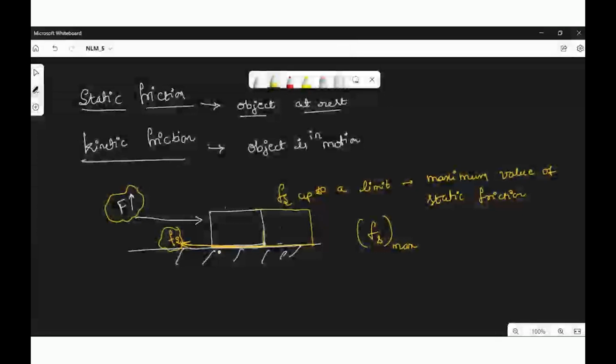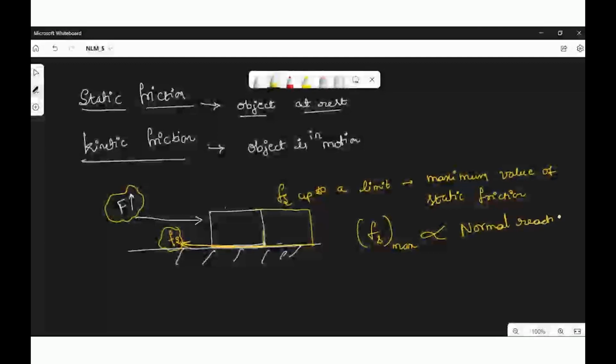It just depends on which two surfaces are in contact, but it does not depend on the area in contact. And it is experimentally found that Fs max is directly proportional to the normal reaction or normal force.